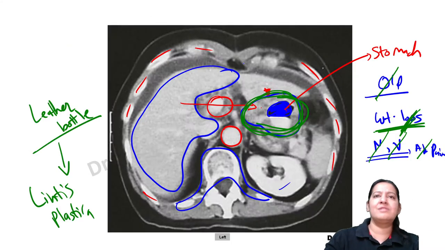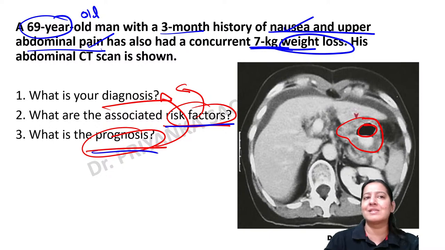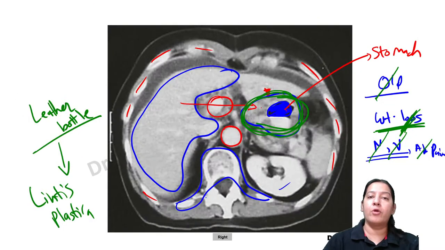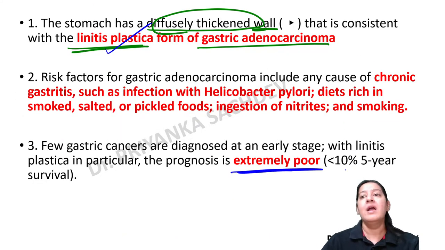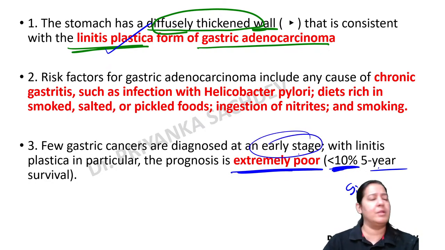Now you know the risk factors of linitis plastica and you know the prognosis. Prognosis is very poor, extremely poor. Less than 10% of patients survive after 5 years. Within 5 years, 90% die. Even at early stages, the prognosis is poor.